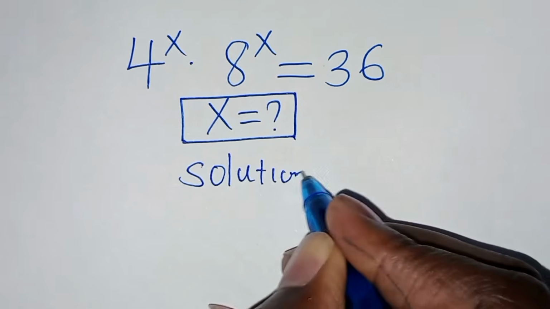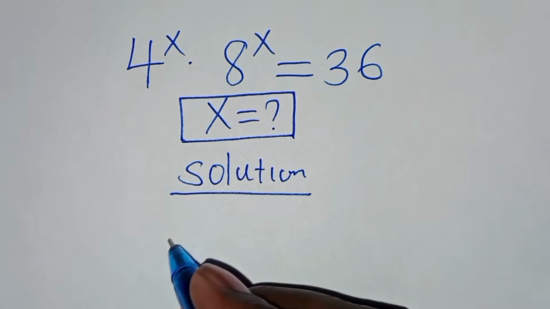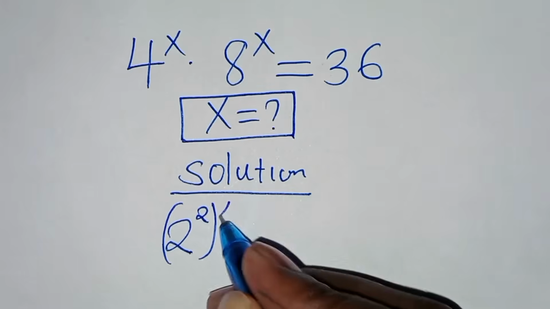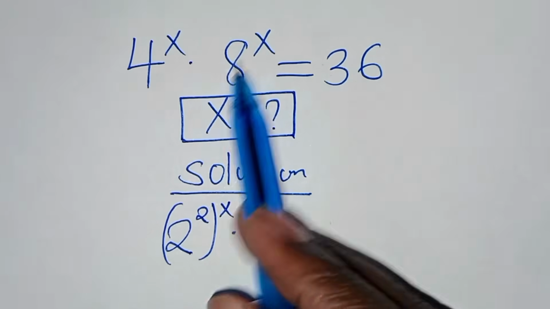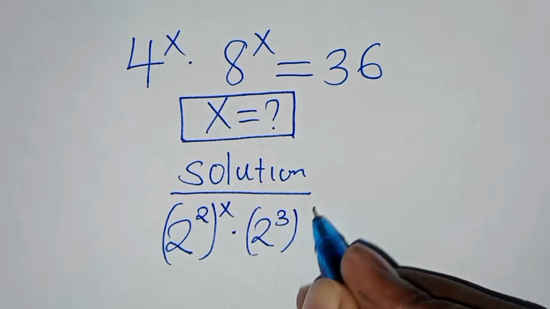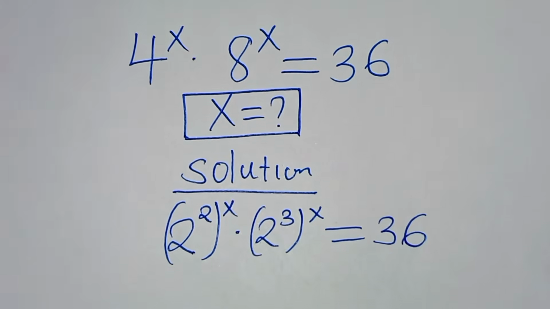Solution. We can express 4 to the power x as (2 to the power 2) raised to the power x, times 8 to the power x, which we can express as (2 to the power 3) raised to the power x. This is equal to 36.